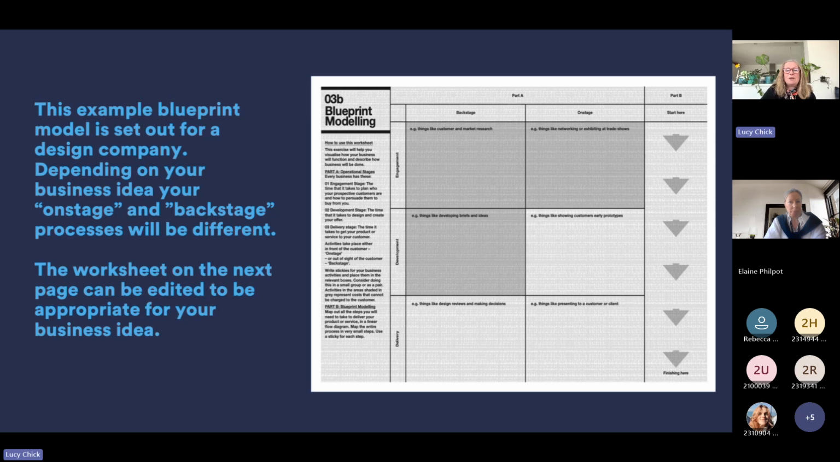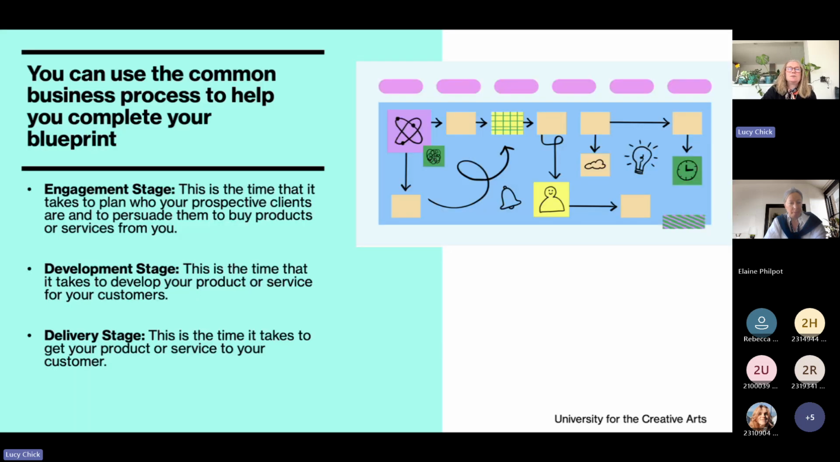So hopefully this will help you. The worksheet on the next page can be edited to make it appropriate for your business idea as well. So just think about these ideas of behind the scenes, without the customer, backstage, on stage with the customer, and then engagement, development, and delivery. And then it's really clear and helpful.